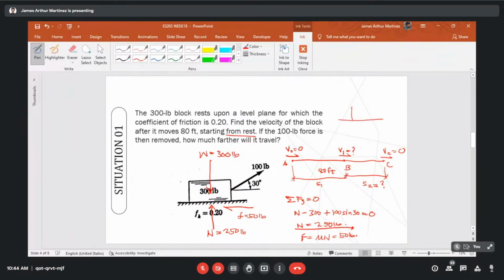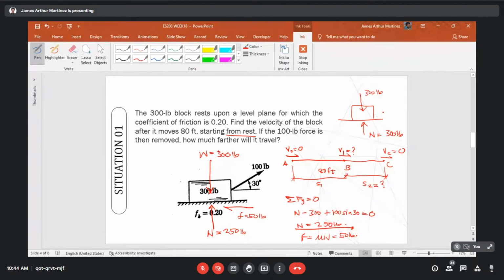the 100-pound force is now gone. So meaning the only force acting on our system would be its weight, which is 300 pounds. So the normal force now would also change in magnitude. Since the y component of the 100-pound force is gone, the normal force acting on our body would be 300 pounds as well.